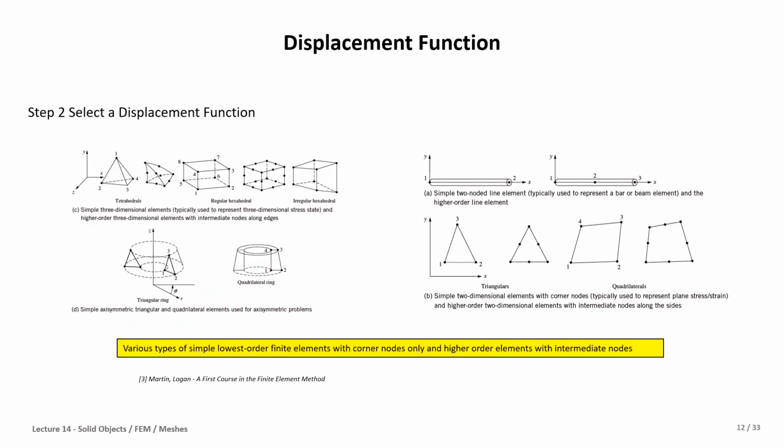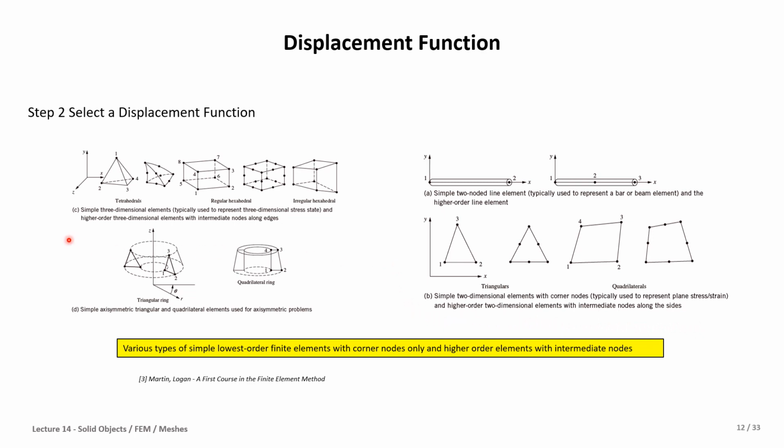When the type of the element or mesh is chosen, then the second step is selecting the displacement function. As you can see here, we have different elements or displacement functions. There are two-node line elements and high order line elements here. So it depends on the problem. Also for the two-dimensional problem, we have these different elements with different numbers of nodes. High orders are also available.